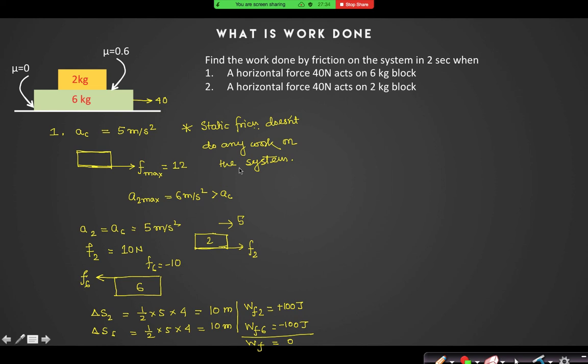Have you understood this point? Static friction can also do work. Here, is the static friction doing work on the 2 kg block, yes or no?